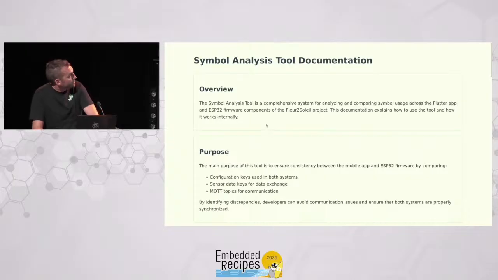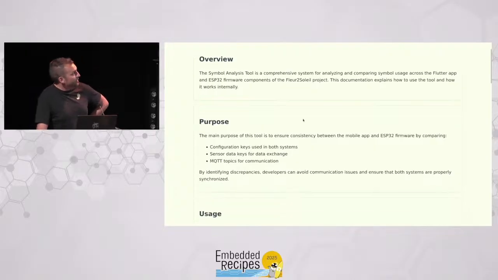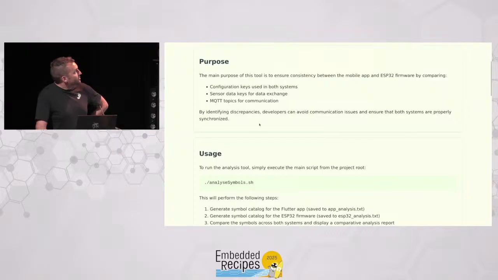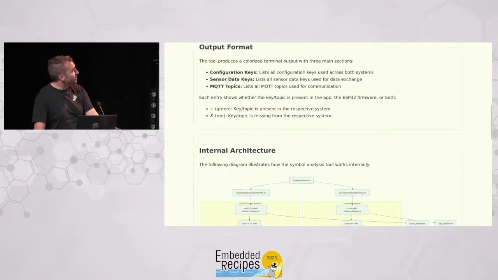The symbol analysis tool is a comprehensive system for analyzing and comparing symbol usage across the Flutter app and the ESP32 firmware components of the Fleur de Soleil project. How to use this tool, it explains: it searches for configuration keys, it searches for sensor data, it searches for MQTT topics in both projects, how to start, output formats.